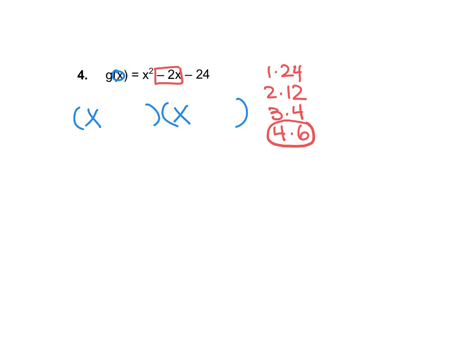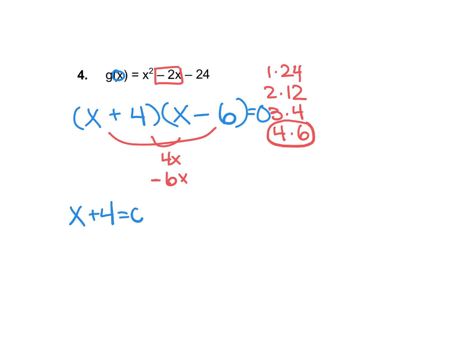So let's use a 4 and a 6. Now we've got to determine which one's going to be the positive and which one's going to be the negative. So this is going to be 6x. Because I have a negative 2, I need this one to be a negative. So our 6 has to be the negative, but then our 4 is going to be the positive, and then we'll just finish solving. So x is equal to negative 4, and x is equal to positive 6.